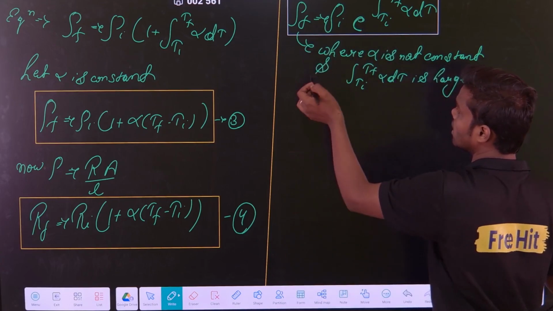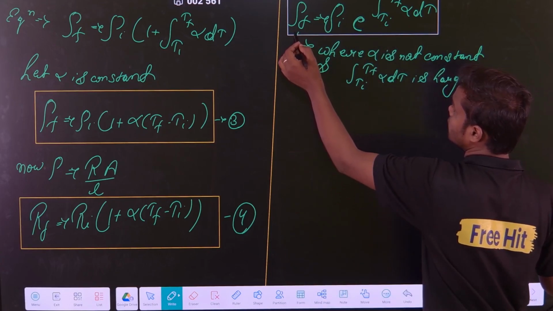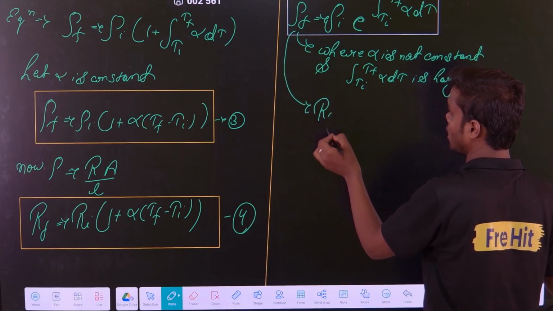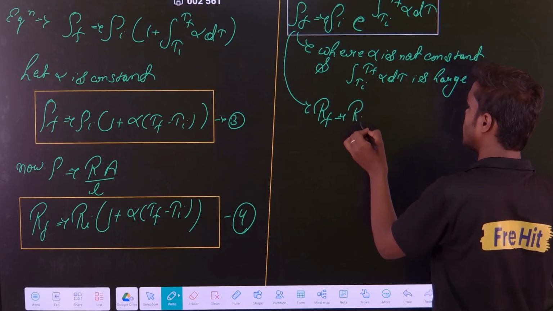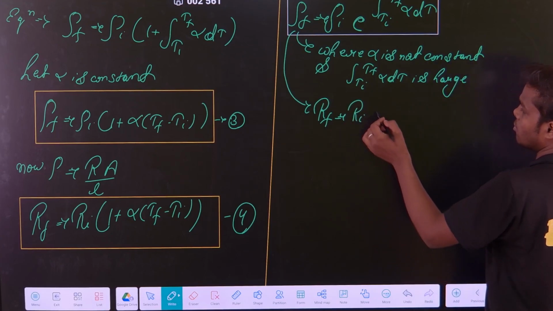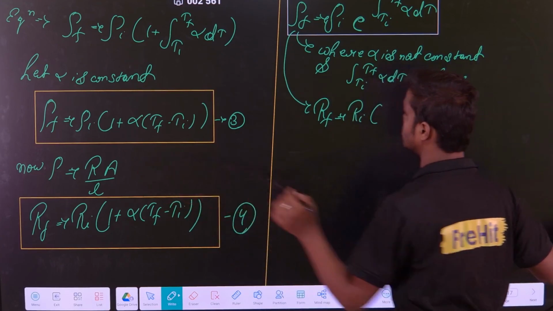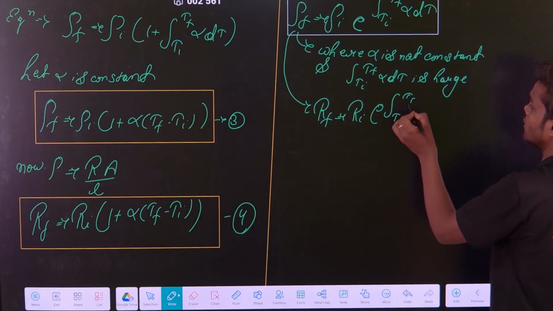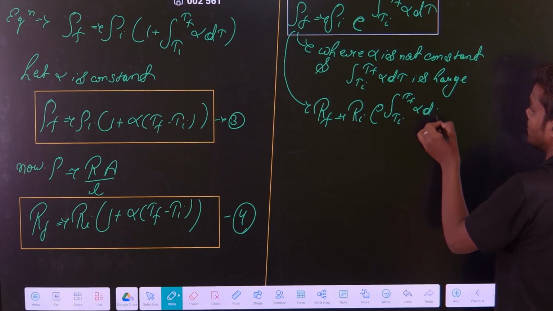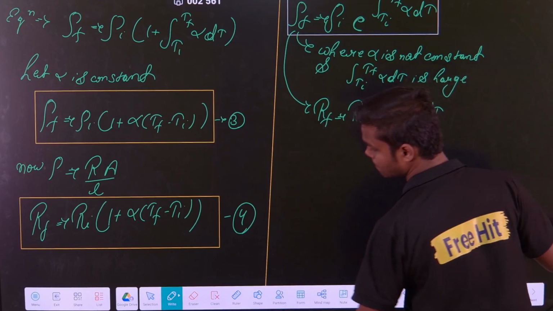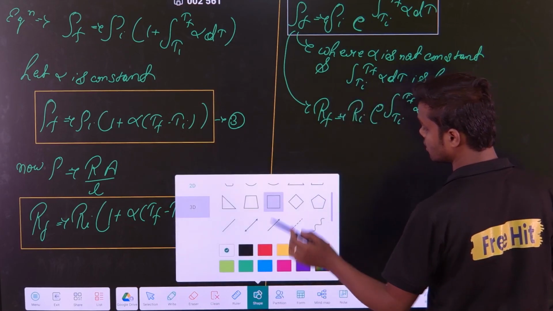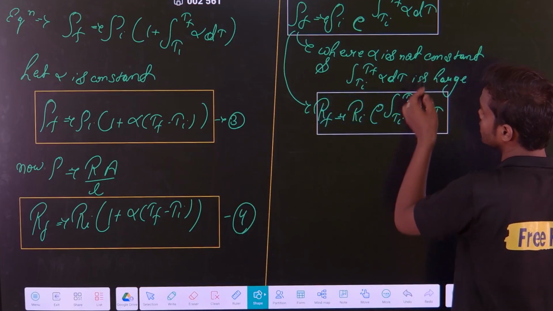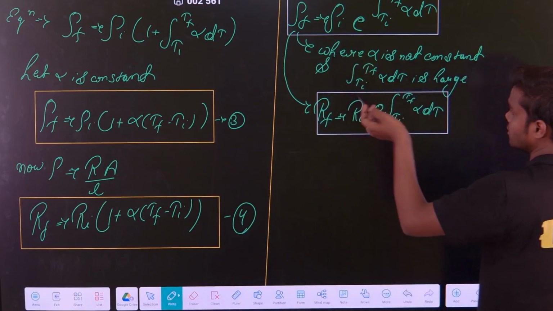The second formula, this formula can be written in the same way. Rf is equal to Ri times e to the power integration of t initial to t final alpha dt. Whatever the formula in resistivity, the same formula can be written for resistance using this relation. It is exactly the same conditions, no change. Only that one is resistance, that one is resistivity.